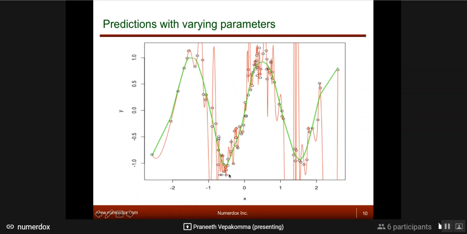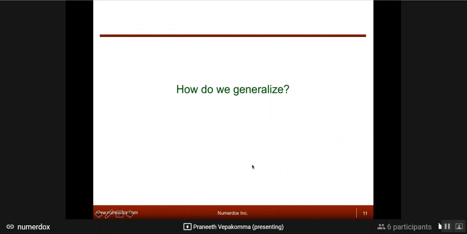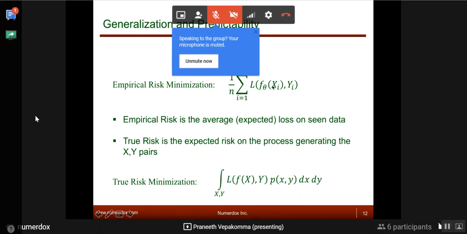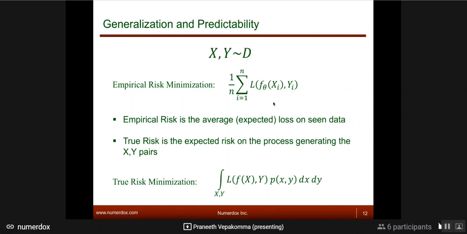Now the question is, is red minimizing this the most, or is green minimizing this the most? That's what we care about. Because whatever minimizes this will do the best in the future when you deploy your model in real life. Minimizing the training error and giving 100% accuracy is not necessarily going to do well in the future. It's not necessary. It might, in some situations.